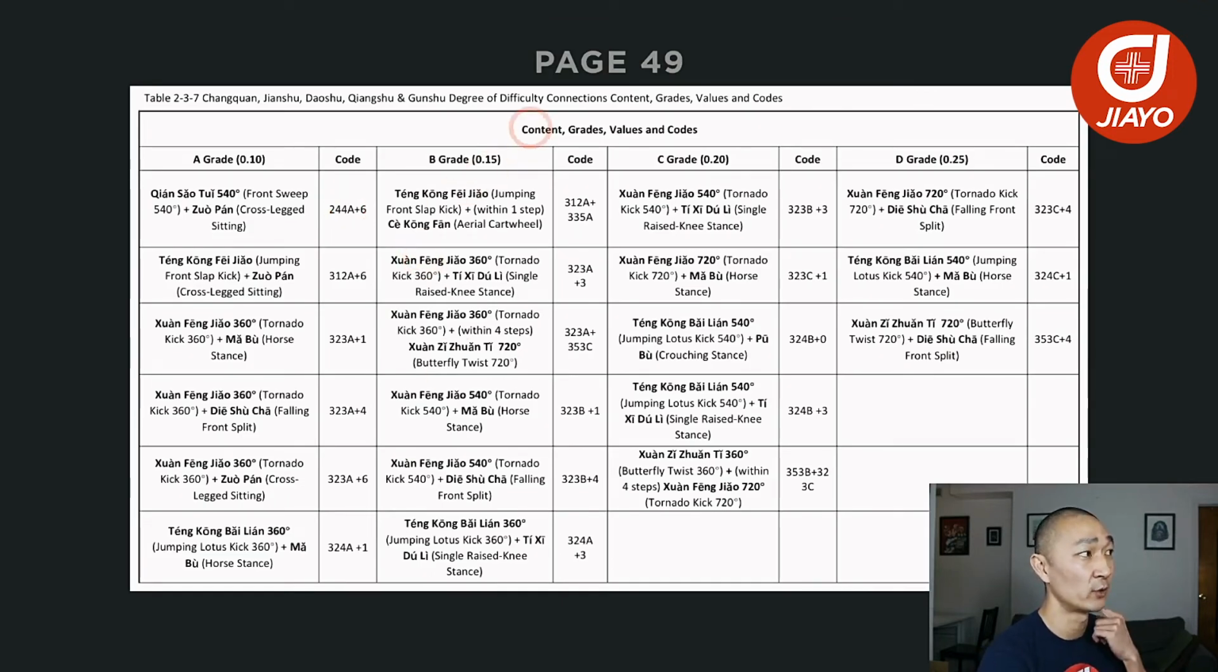Next, we would go to page 49, and we would find the Tenkong Feijiao plus Zuopan here. That code is a 312A plus 6. That connection for the Zuopan is an A grade and it's worth 0.1 points. So now you know that the Tenkong Feijiao is worth 0.2 points. Connecting it with a Zuopan is worth 0.1 points for a total of 0.3 points. But then how would you know if the way you perform it meets the criteria to get those 0.3 points?